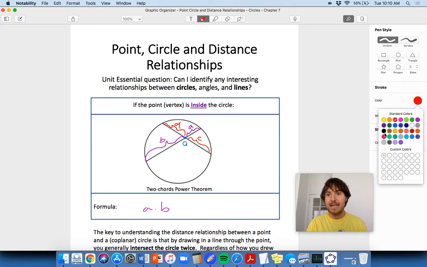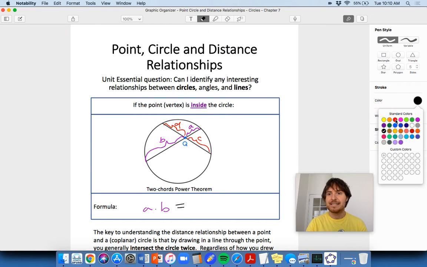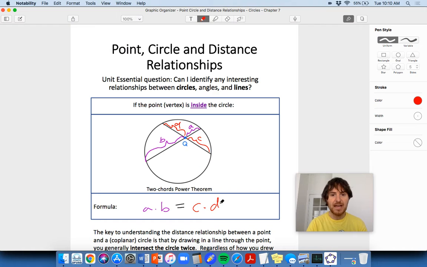AB, A times B, right? It presents itself as AB, but mathematically, if I have two variables next to each other, it's A times B, and that is going to equal C times D, and that was the two chords power theorem, okay? Right? We're inside the circle. It doesn't really matter if it's inside or outside.